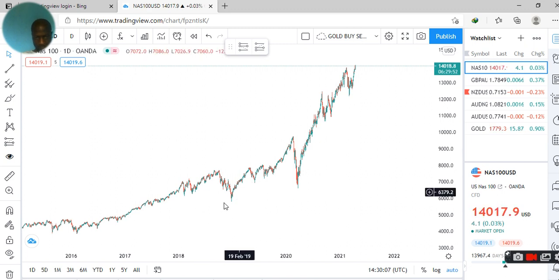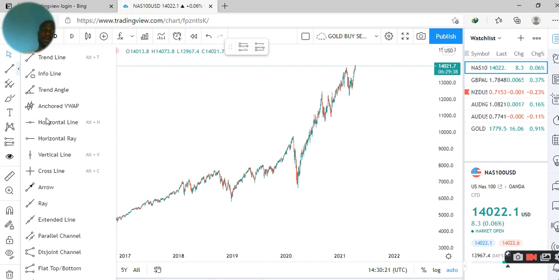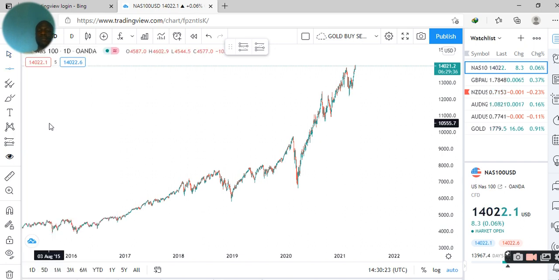I've put this support here. Let me just draw that out. It's very important for you to draw structures that you're able to see on a higher time frame, so that you see if they're able to provide you value when you go to the lower time frame.